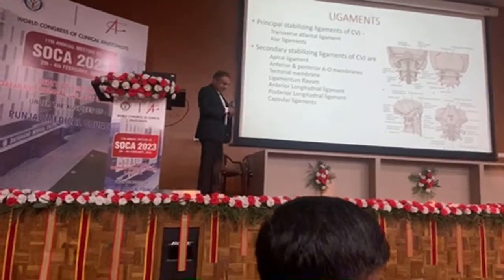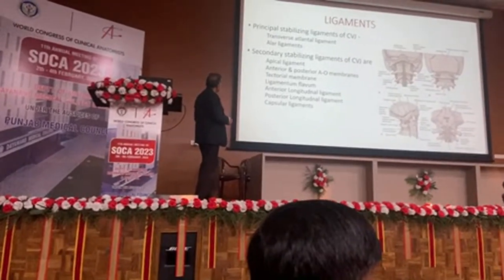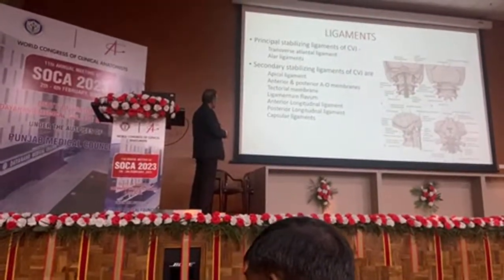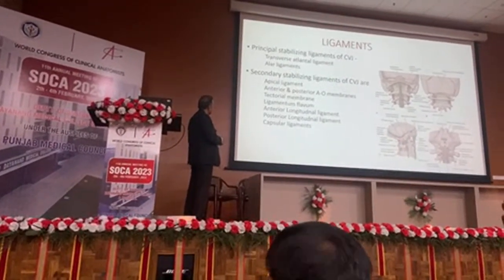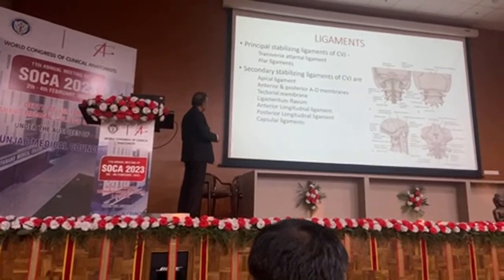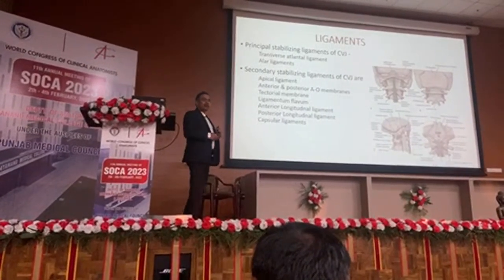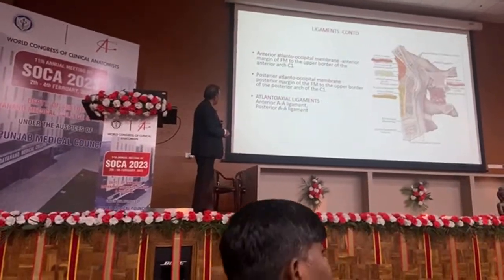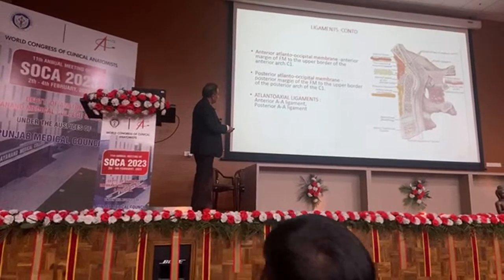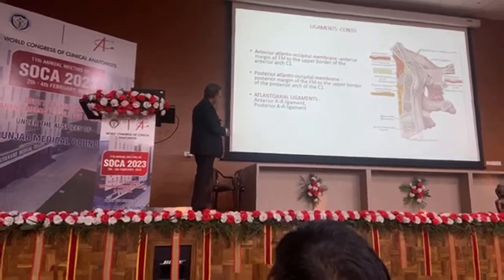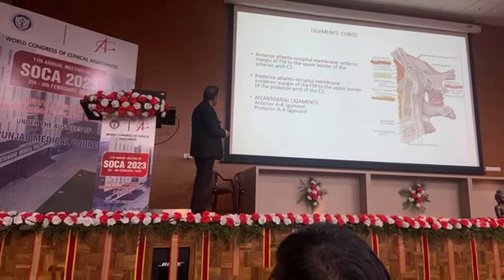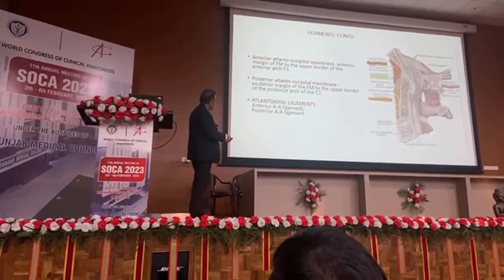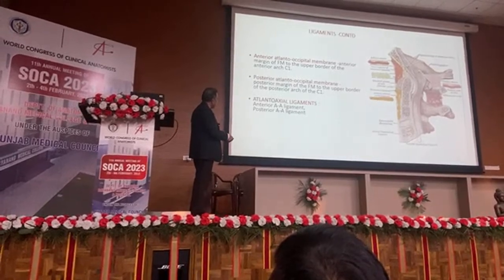These are the various ligaments. Principal stabilizing ligaments of the CV junction are the transverse atlantal ligament and alar ligament. Then there are so many secondary stabilizing ligaments of the CV junction. Again, in a cut section, we have tried to show the anterior atlanto-occipital membrane, the posterior one, and atlanto-axial ligaments.